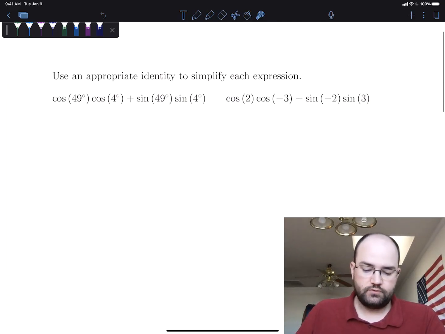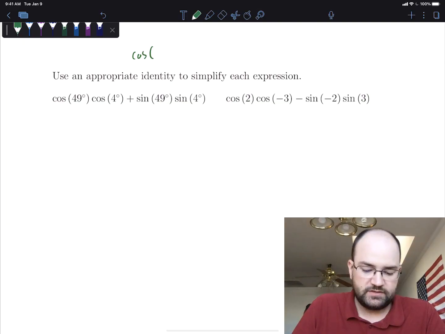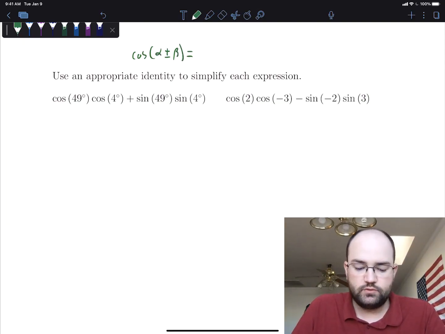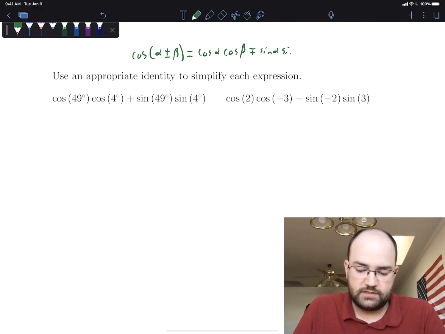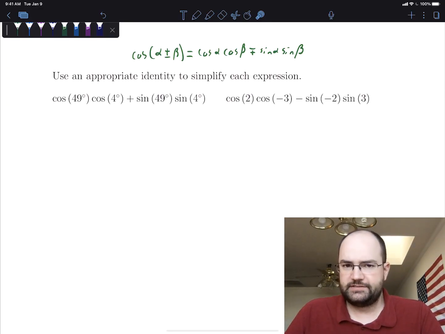Okay, so remember, we've got the cosine of the sum or difference. There are two different formulas, but I'm going to write it down as one formula. It gives me cosine of alpha plus or minus beta is equal to cosine alpha, cosine beta, minus plus sine alpha, sine beta. Now you're used to seeing the plus or minus. You're probably not used to seeing minus plus.